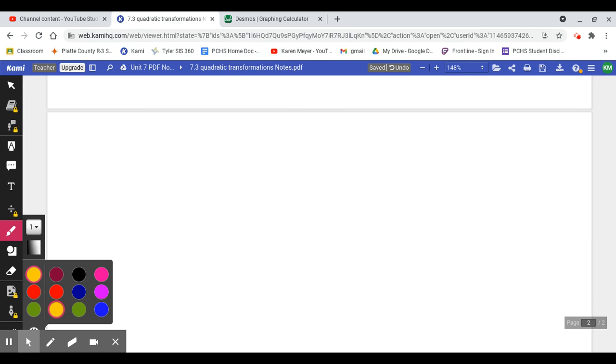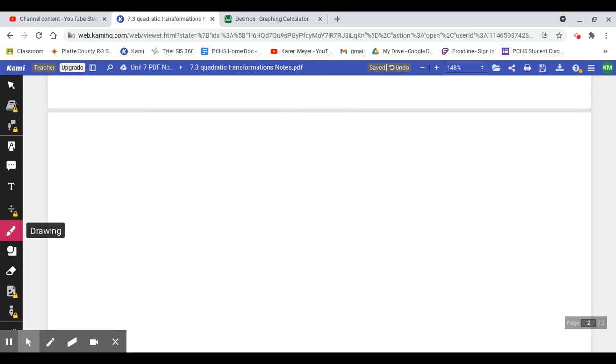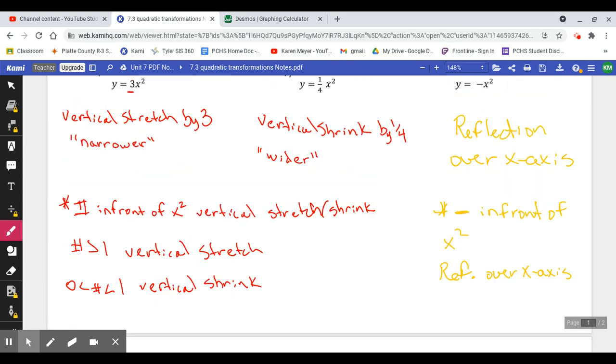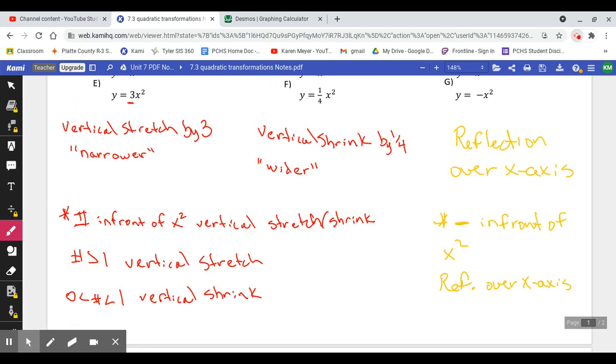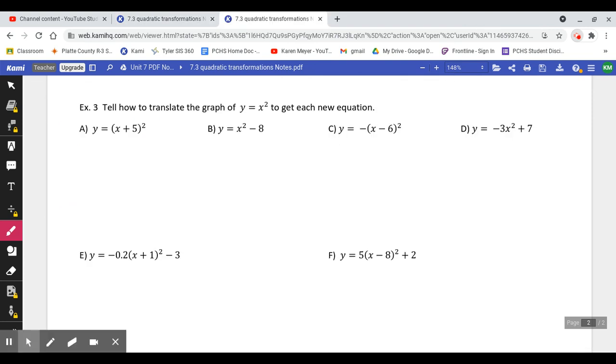Maybe if my page will load here. Hold on, give it a second. Okay, sorry, I had to pause that until the page loaded.